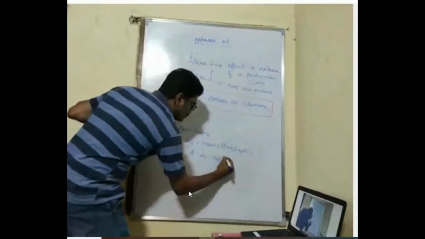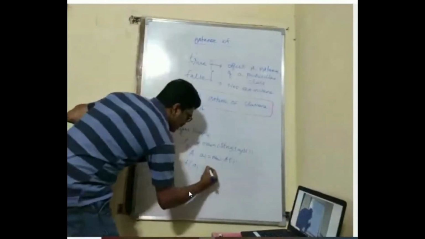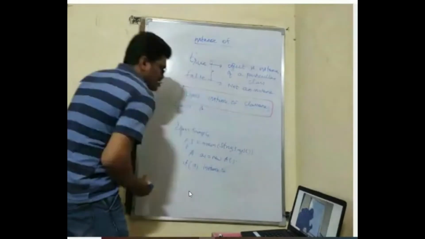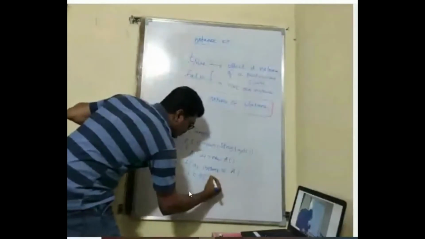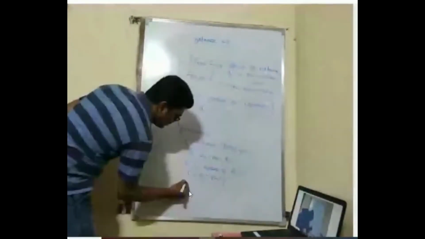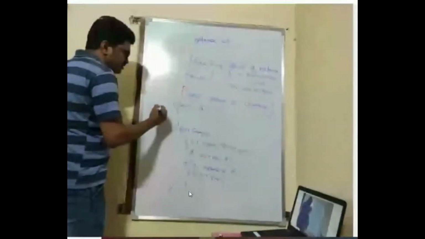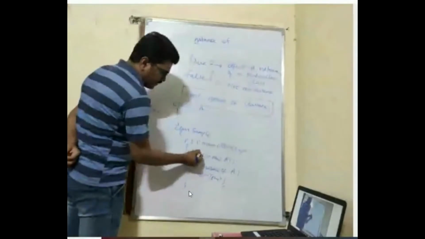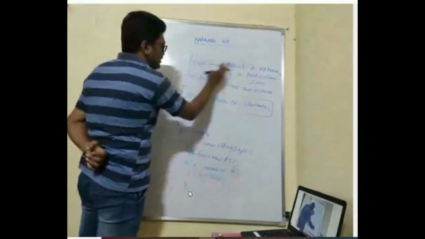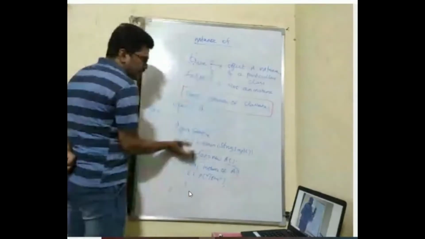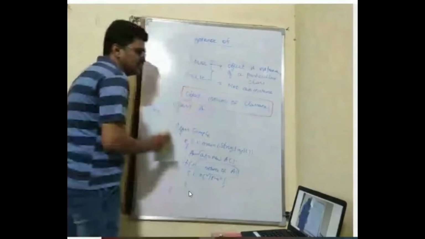Now I'll check if A1 instanceof A, and I'll put System.out.println true. Simply I'm putting it like this. Now I'll get the output as true, because A1 is an object which belongs to class A. The instanceof operator will return true if the object belongs to the class. So that is the purpose of the instanceof operator.